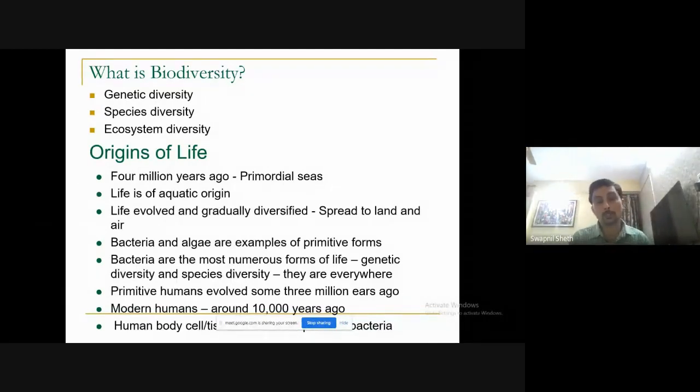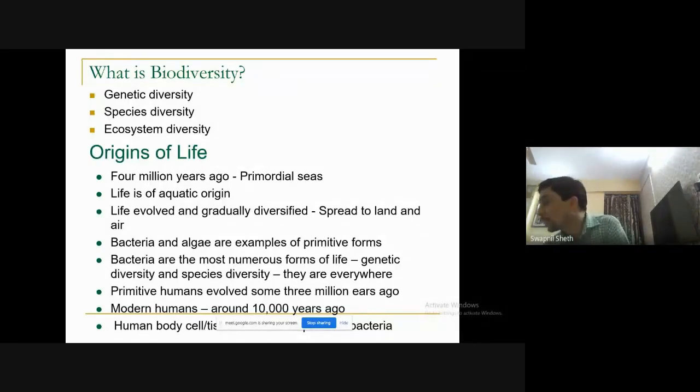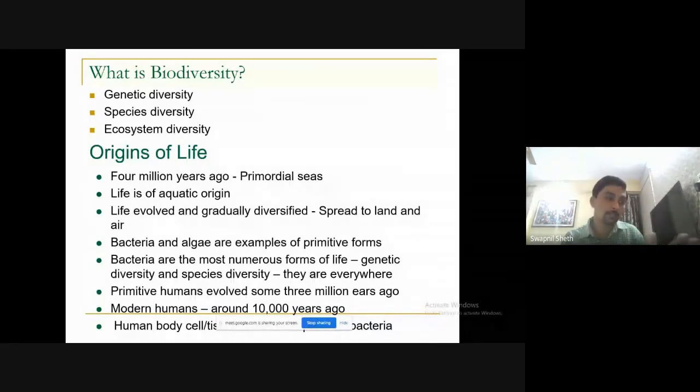And slowly the other factors of these 5 elements of nature come into the picture. Their interaction started, and then different life forms came into existence. Bacteria and algae are examples of primitive forms. From that level these life forms came into the picture, and then slowly these systems got evolved.